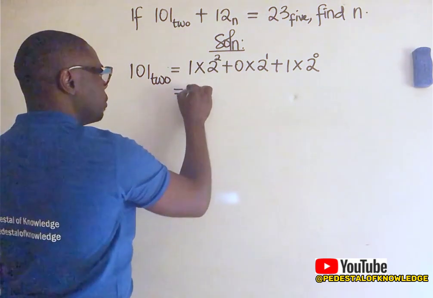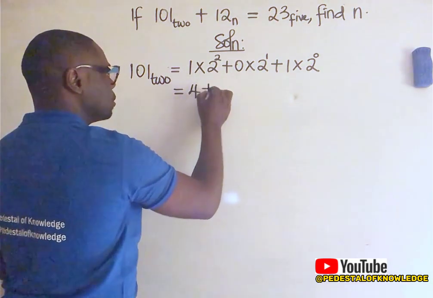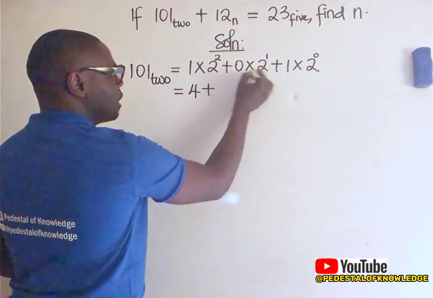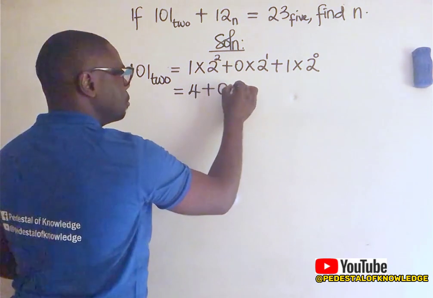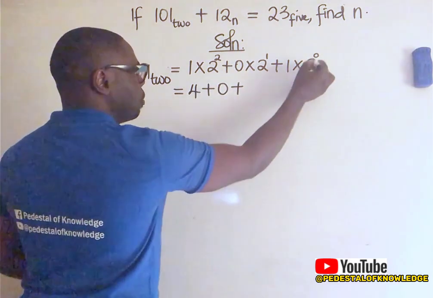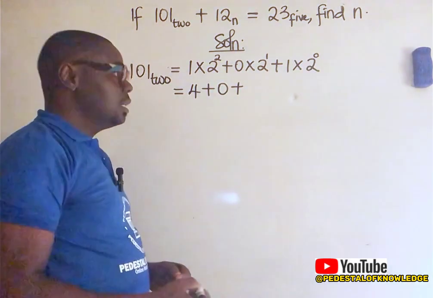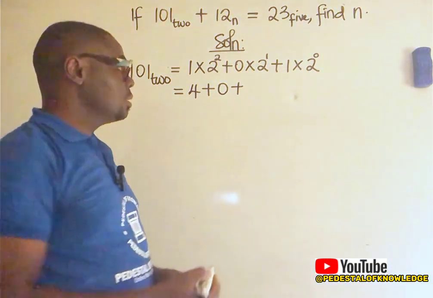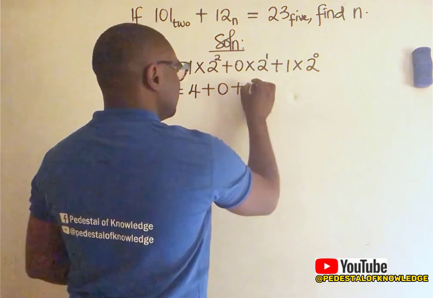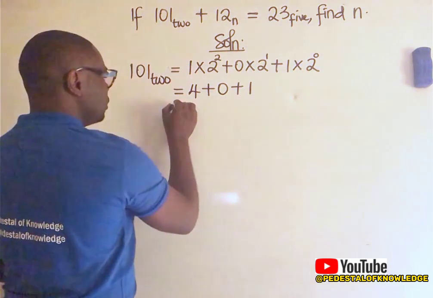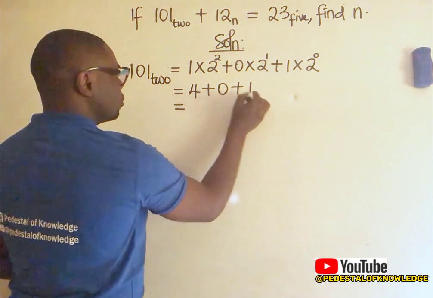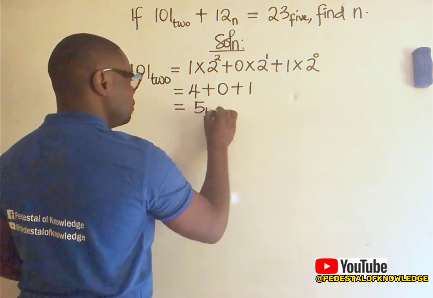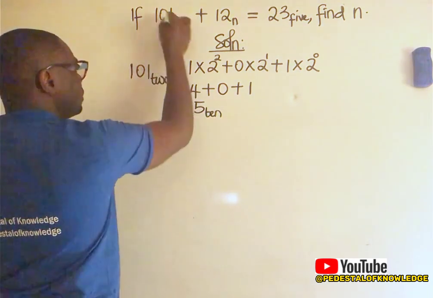4 times 1 is 4, plus 2 raised to power 1 is equal to 2. 2 times 0 is 0, plus 2 raised to power 0 is 1. Remember that in indices, any number raised to power 0 is equal to 1. So 1 times 1 is equal to 1. And this is equal to 4 plus 0 plus 1, which gives us 5 in base 10. So we're done with this number.